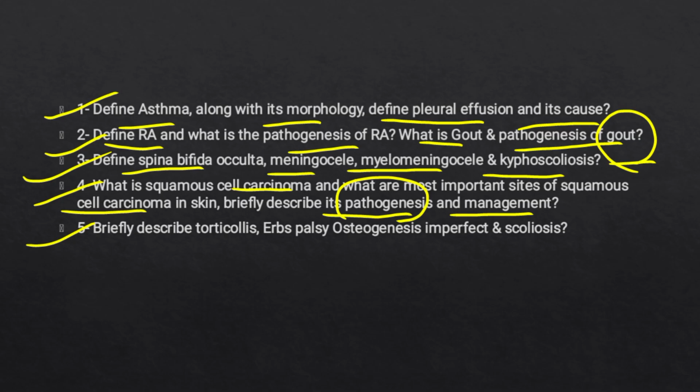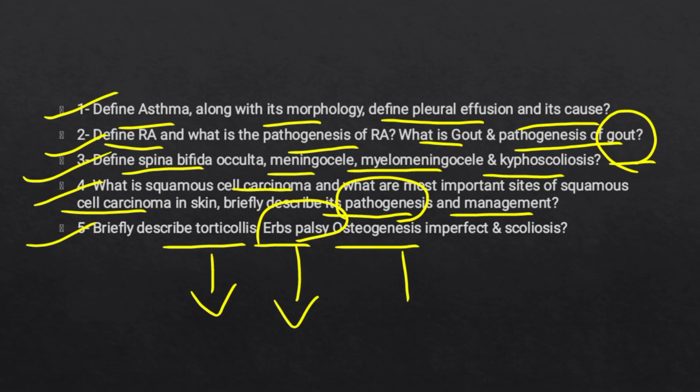The question number 5: briefly describe torticollis. It's also known as Erb's palsy. In this condition, there is a policeman's hand tip. And osteogenesis imperfecta, it is also a congenital condition. And scoliosis.